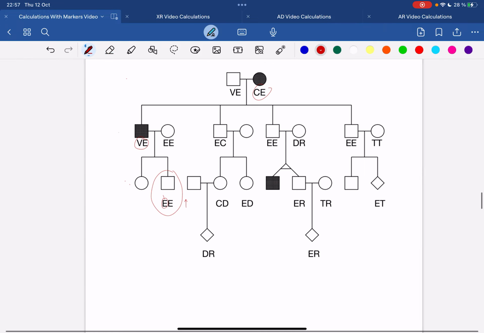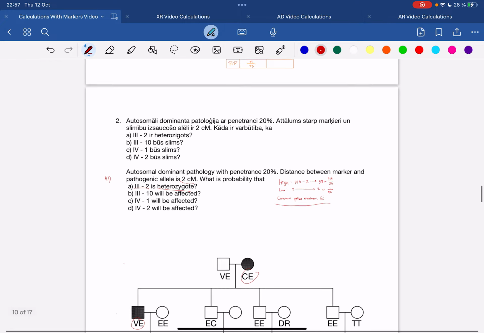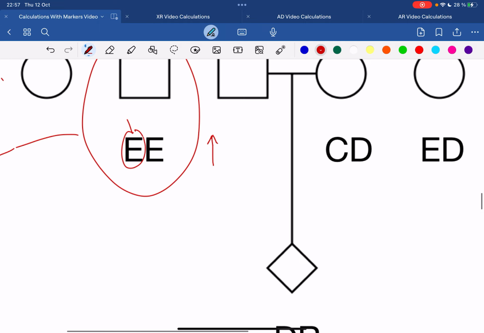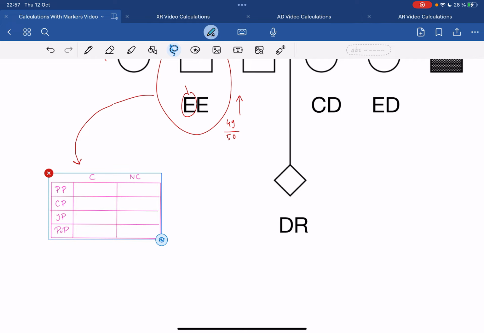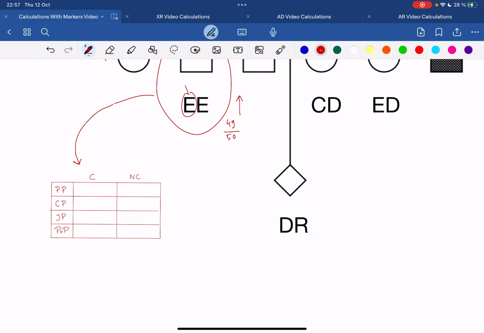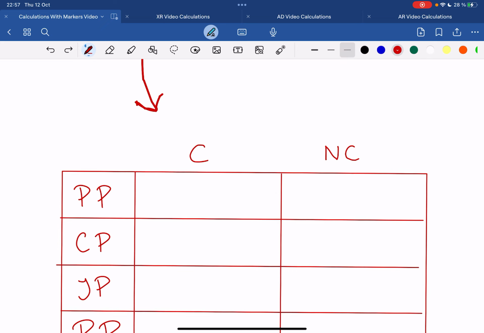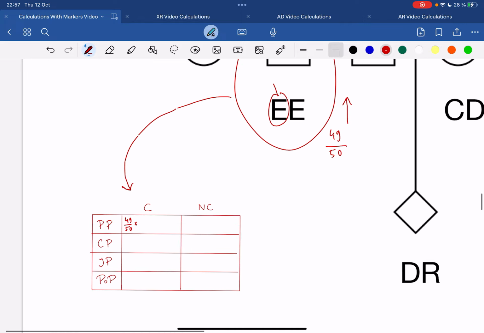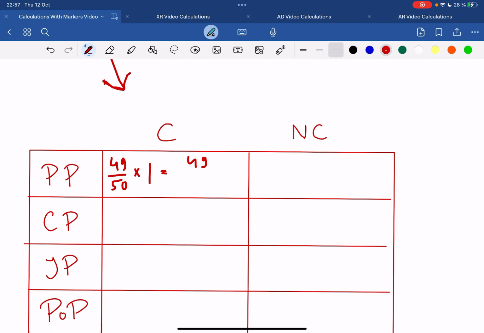So therefore, we have to do what? We have to do a Bayesian table right here, using the idea that there's a high risk, and the high risk is 49 over 50. So let's add the Bayesian table right here, like so. So the posterior probability is 49 over 50 times the parent's probability to be a carrier, which is 1 because he's affected. That is equal to 49 over 50.